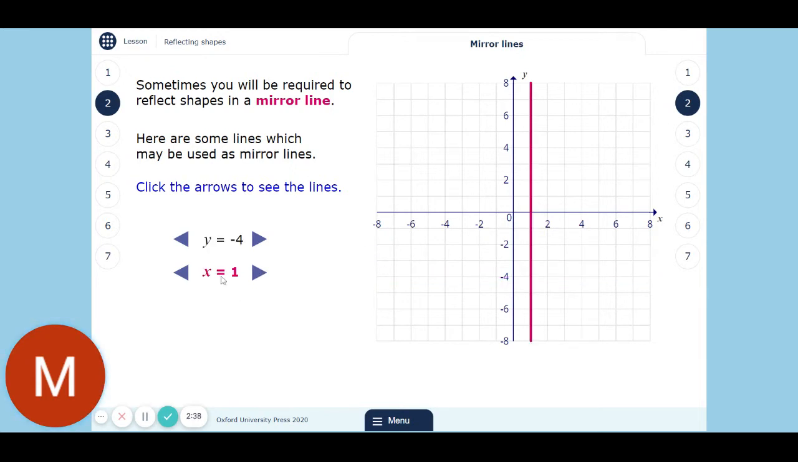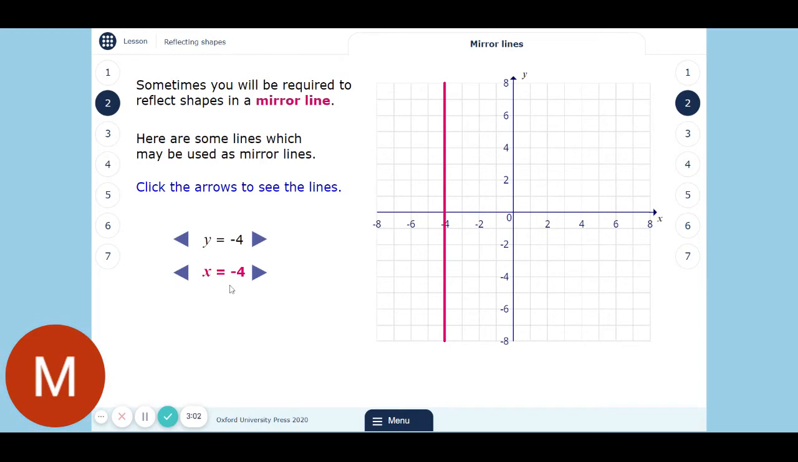So now we've got x equals 1. It's cutting straight down through the x-axis at 1. x equals 2, 3, 4, same sort of thing. If we go back to 0, you've got x equals 0, so it's cutting through the x-axis at 0, but that's also the same as the y-axis, so that's got 2 names. And it works the same way with negatives.